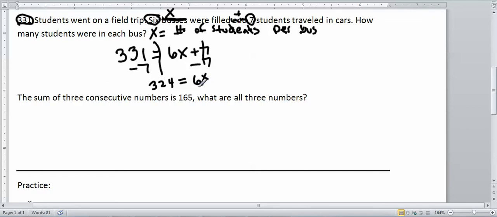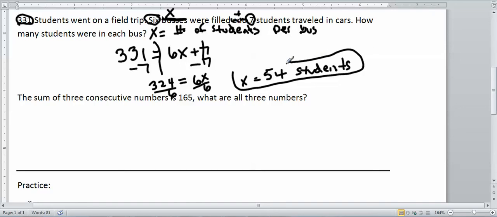The 6 is being multiplied by x, so I have to do the opposite and divide. So I'm going to divide both sides by 6. And 324 divided by 6, well, 24 divided by 6 is 4. So that goes into one place. And then the leftover 300 divided by 6 is 50. So 54 students. Now remember, in word problems, you're going to have to label your units. So since I was looking for students on the bus, my answer is 54 students fit on each bus. It's a pretty full bus.